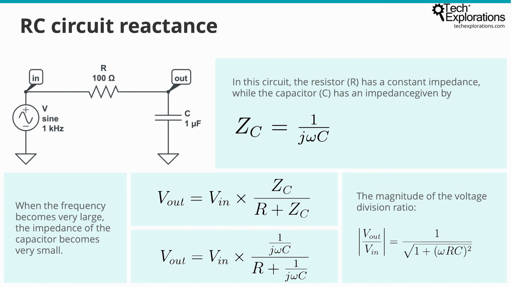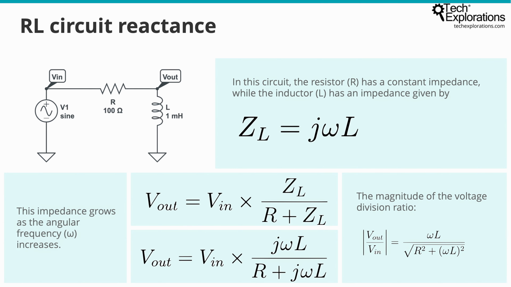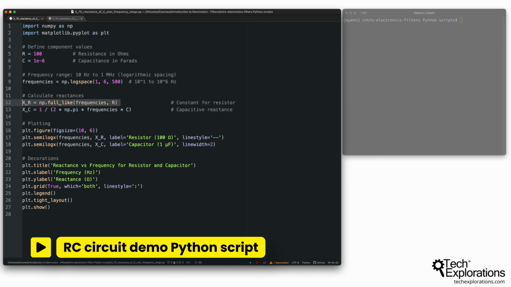As the frequency increases, the capacitor's impedance decreases, reducing the output voltage magnitude. A similar approach applies to RL circuits, where the inductor's impedance is ZL equals j times omega times L, leading to a voltage division ratio when the output is taken across the resistor or the inductor. I've also prepared a Python script to demonstrate these concepts in an RC circuit.